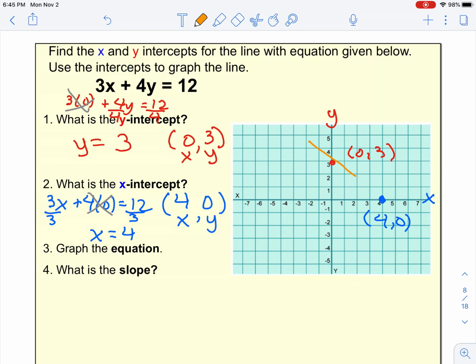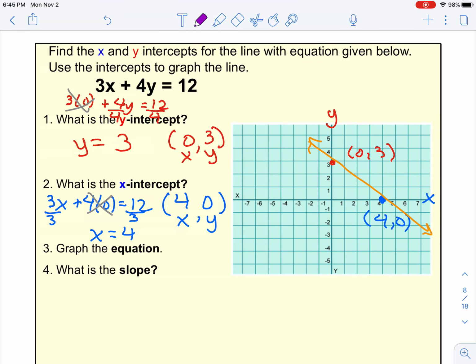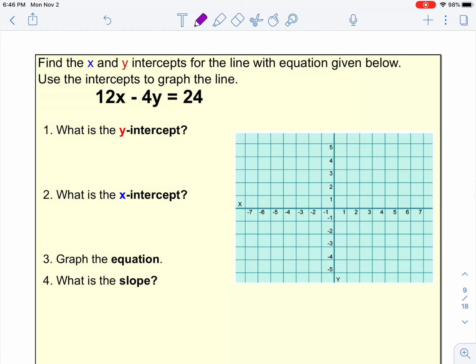So now that I have my 2 points, my x and y intercept, I can connect those 2 points to graph the line. What is the slope of this line? Just to go back a second. Can you find the slope of this line? Well, you could find the slope by using these 2 points. But since we already have it graphed, we can start at one point right here, and we can see how far we're going down. We're going down 3, and we're going over 4 to the right, so it's positive. So my slope is negative 3 over 4.